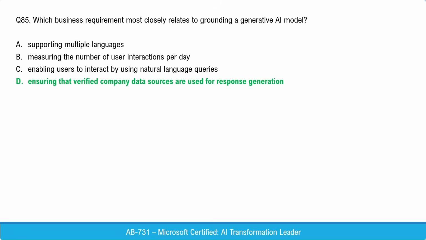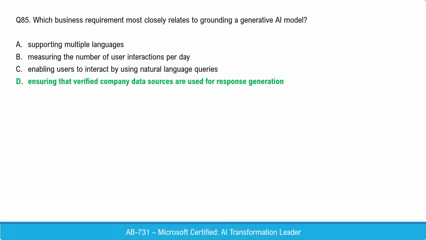When a user asks a question, the system first retrieves relevant information from enterprise data sources and then passes that information to the model. The model then generates a response based on that context. This improves accuracy, reduces hallucinations, and ensures that responses are aligned with company data.